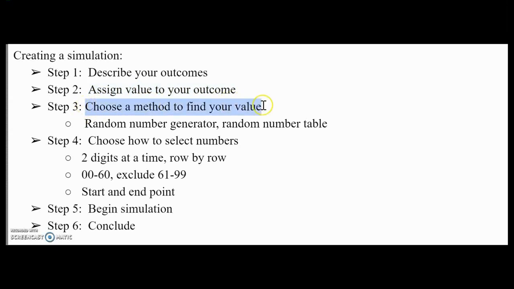Thirdly, you need to figure out how you're going to find your value. Generally, in questions, they will give you a random number table, or maybe you can use a random number generator. Next, you have to talk about how you're going to select numbers. So 2 digits at a time, row by row. For example, in this case, I would use numbers 00 to 60, and I would exclude 61 to 99. Since I'm using 2 digits at a time, it's important to do 00, not 0, which would be incorrect. And I have to talk about a start and end point. When do I end my simulation and when do I start my simulation?